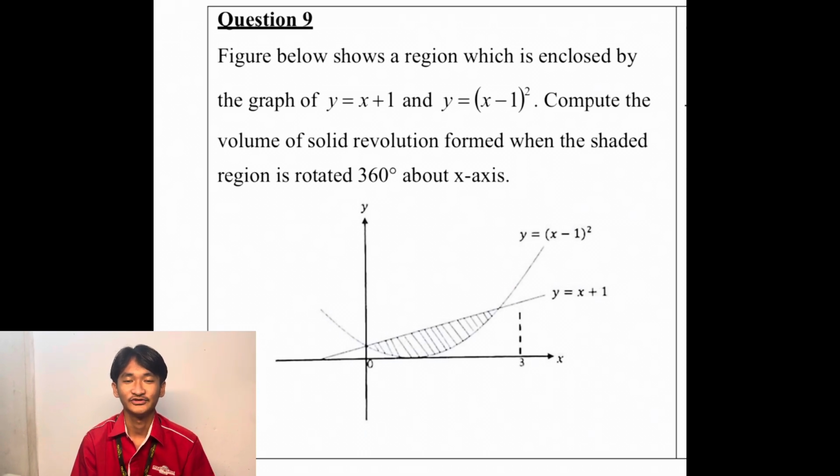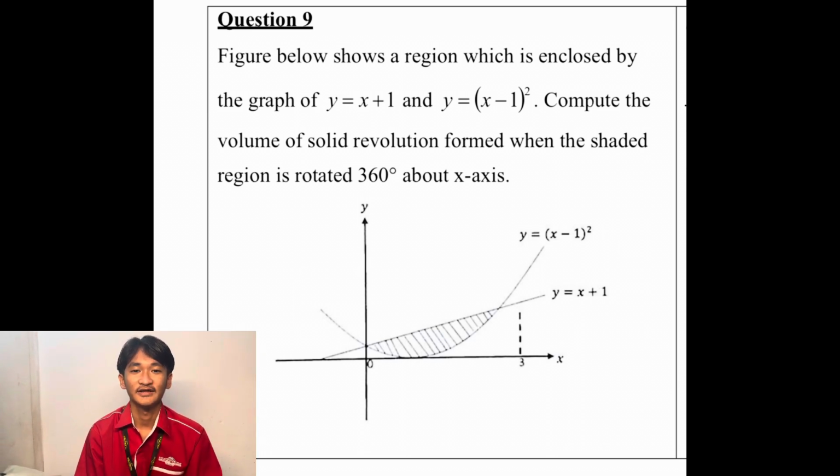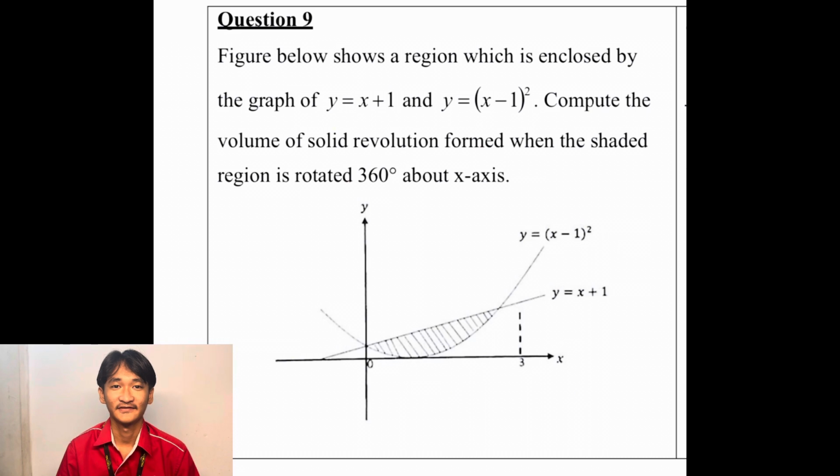Today I want to show the question. We get the question, which is question 9. The figure below shows a region which is enclosed by the graph of y equals x plus 1 and y equals (x minus 1) power of 2. Compute the volume of solid of revolution formed when the shaded region is rotated 360 degrees about the x-axis.